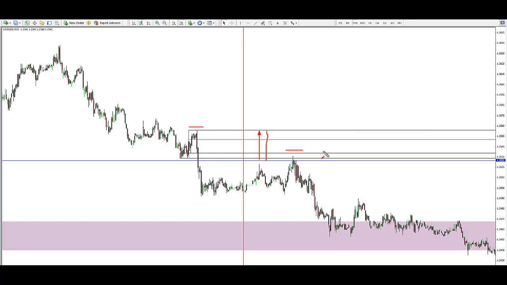Now which one of these to choose? It's not easy. Price could easily do this and hold this, so this will be a wick on the daily time frame, or it could do what it did.